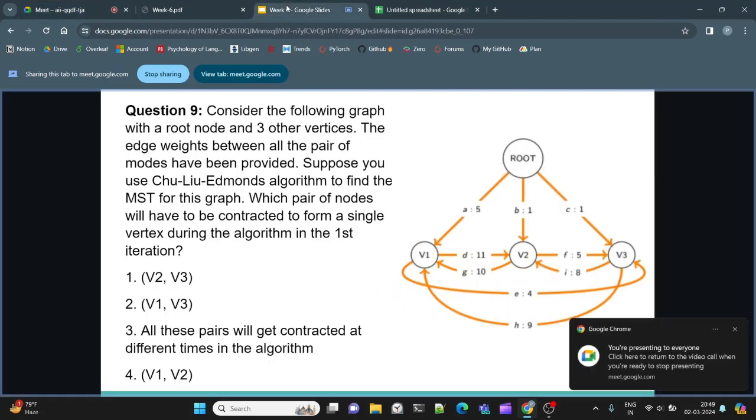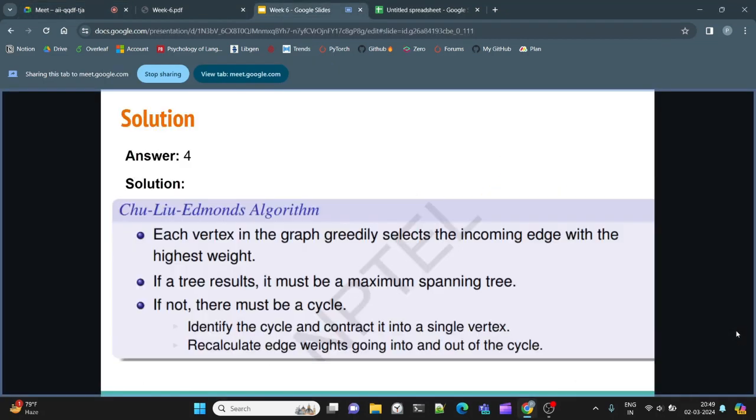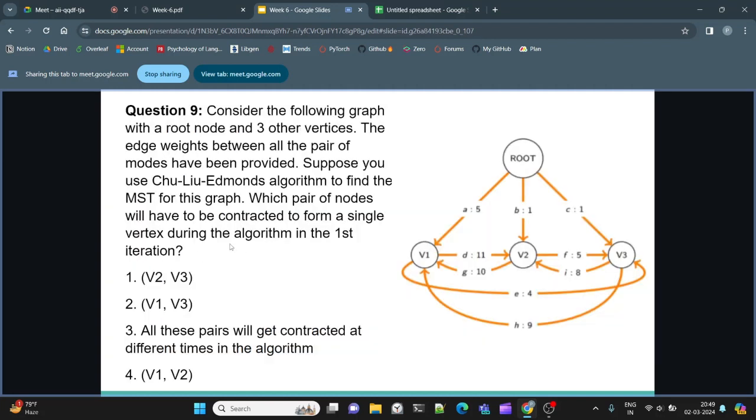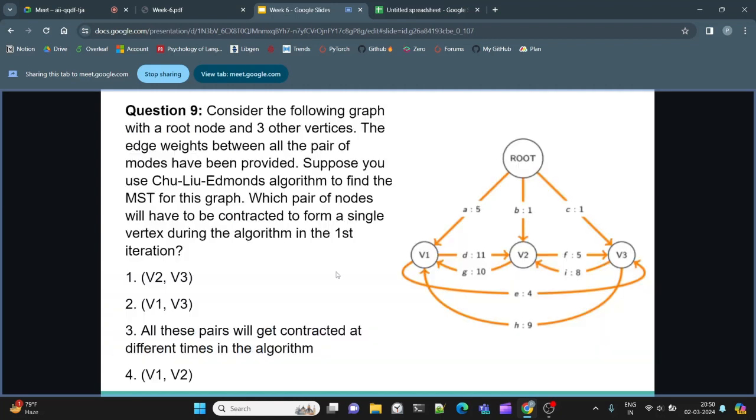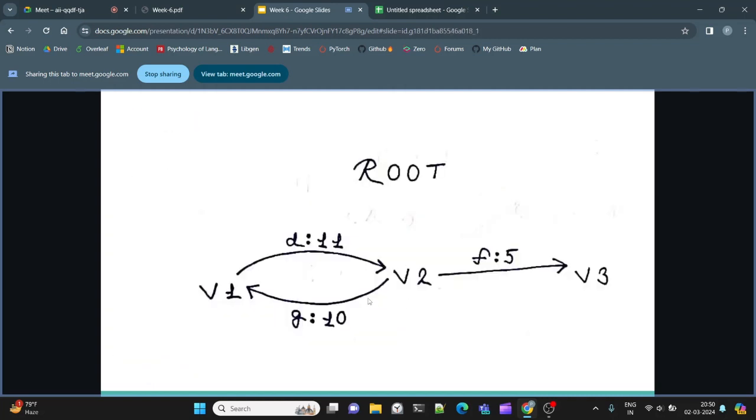Let's proceed with the solution. So what we need to do in the first step is, for each vertex in the graph, we select the incoming edge with the highest weight. Okay, so let's do that. So for V1, we look at the incoming edges. What are the incoming edges? One is this one with a weight of 5, this one with a weight of 10, and this one with a weight of 9. So which one is retained? This one, G10. Okay, so this one, correct?